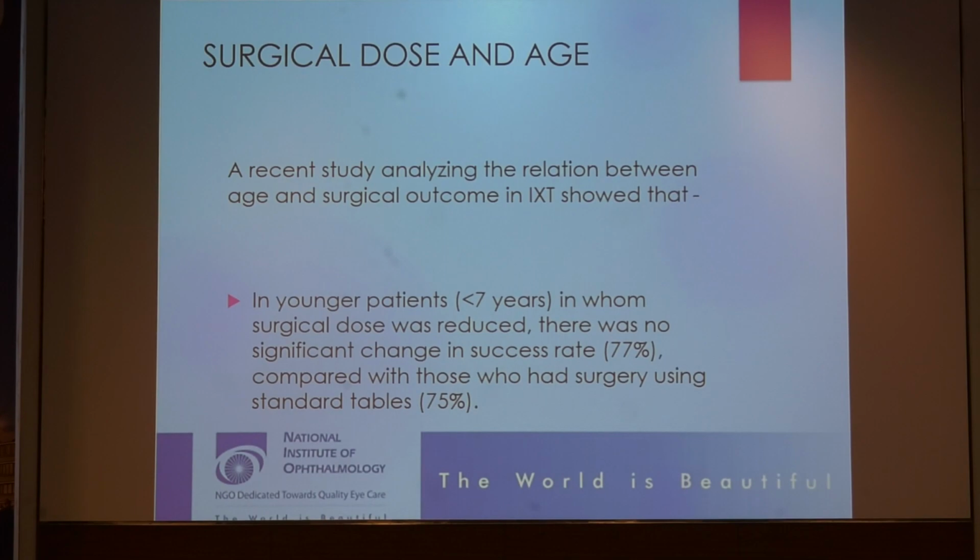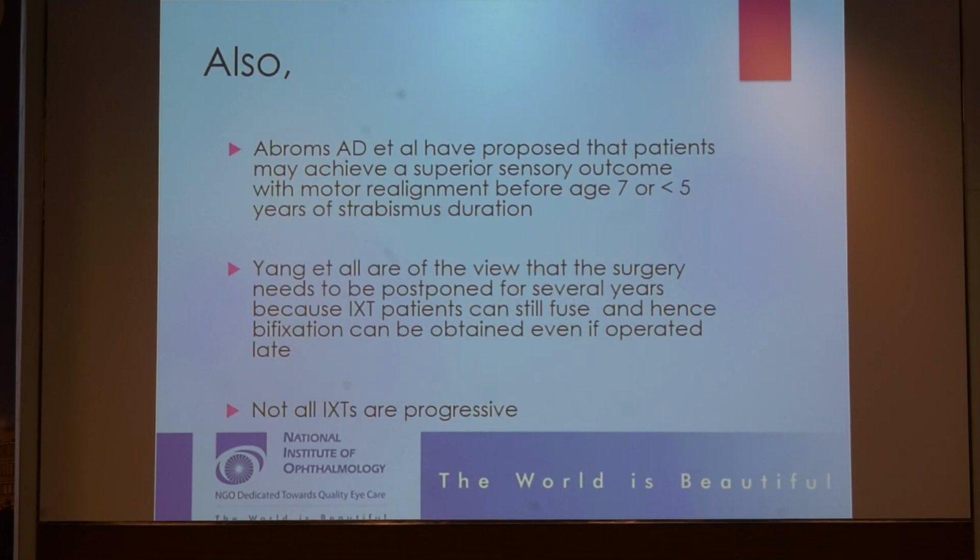How do you decide the surgical dosage and the age? In younger patients less than 7 years of age, in whom the surgical dose was reduced, there was no significant change in the success rate as compared to those who had surgery using the standard tables. So standard tables are good even for patients less than 7 years of age. Abrams has proposed that patients may achieve a superior sensory outcome with motor alignment before 7 years or less than 5 years of strabismus duration.